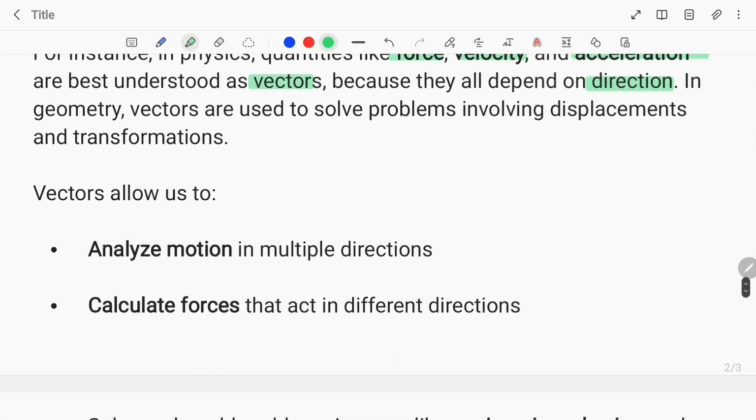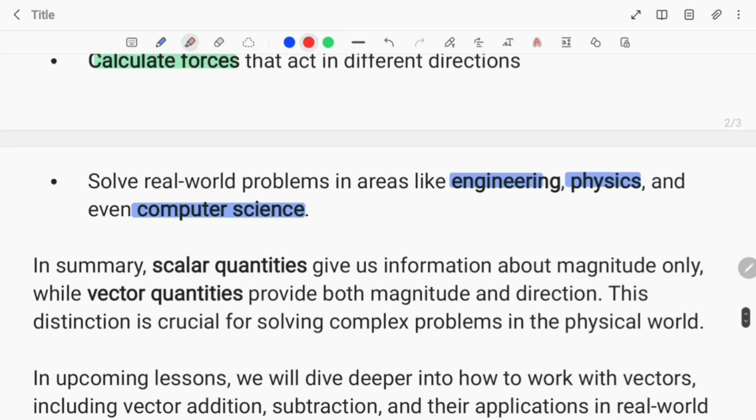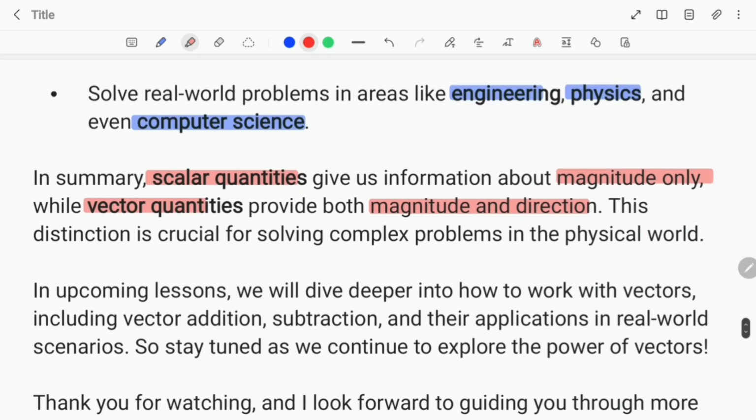Vectors allow us to analyze motion in multiple directions, calculate forces that act in different directions, and solve real-world problems in areas like engineering, physics, and even computer science. In summary, scalar quantities give us information about magnitude only, while vector quantities provide both magnitude and direction. This distinction is crucial for solving complex problems in the physical world.